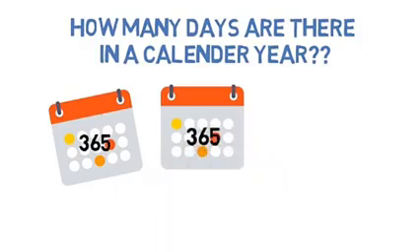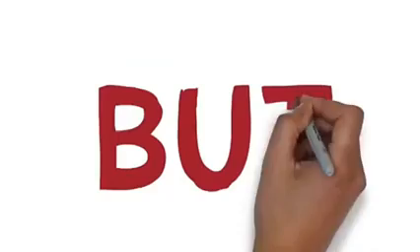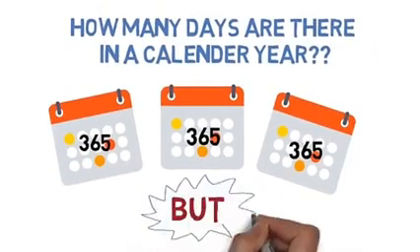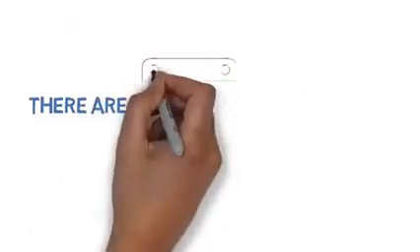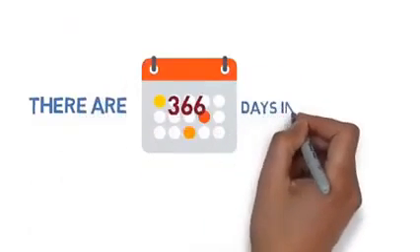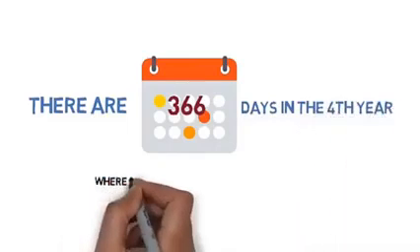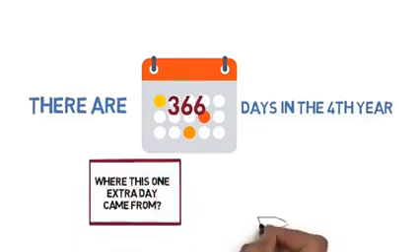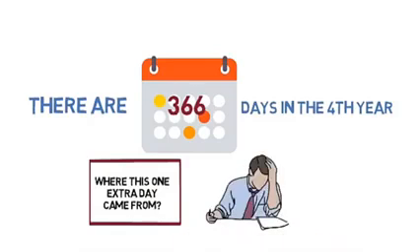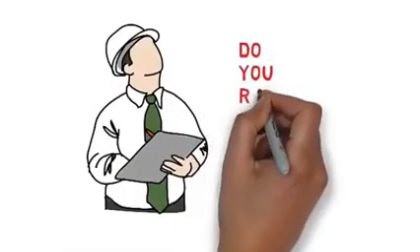Every year we see 365 days in a calendar, but suddenly in the 4th year there are 366 days in a calendar. Can you take any guess from where do we get this extra day? Let's find out, children. For this, we will have to go back a little.